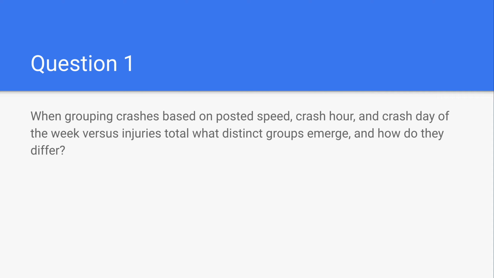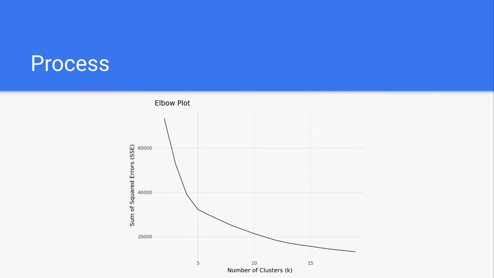So let's get started. We have the first question. When grouping crashes based on posted speed, crash hour, and crash day of the week versus total injuries, what distinct groups emerge and how do they differ? So in order to analyze how distinct groups emerge when grouping crashes based on posted speed limit, crash hour, and crash day of the week versus injuries total, I used a k-means clustering model in order to group the data so I could have a unique look at it.